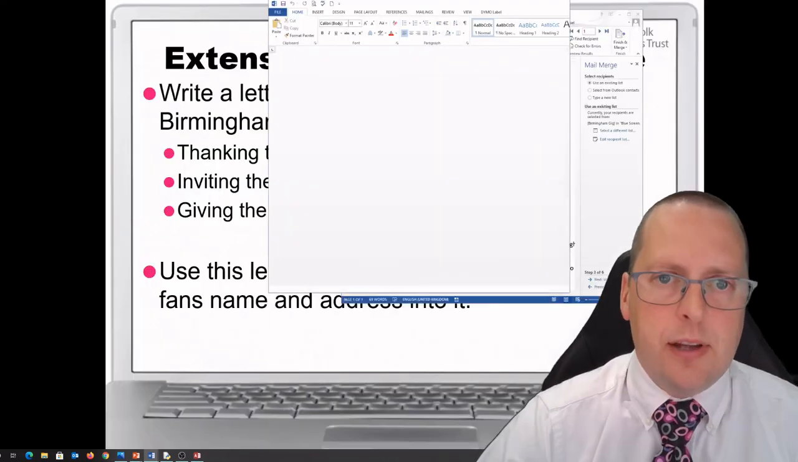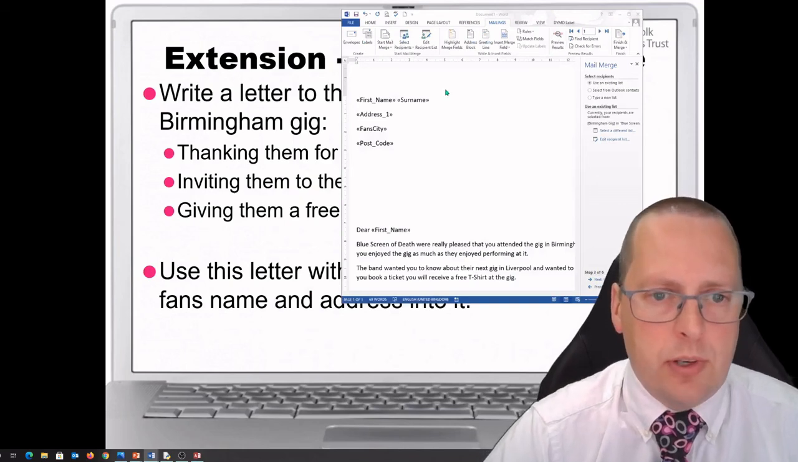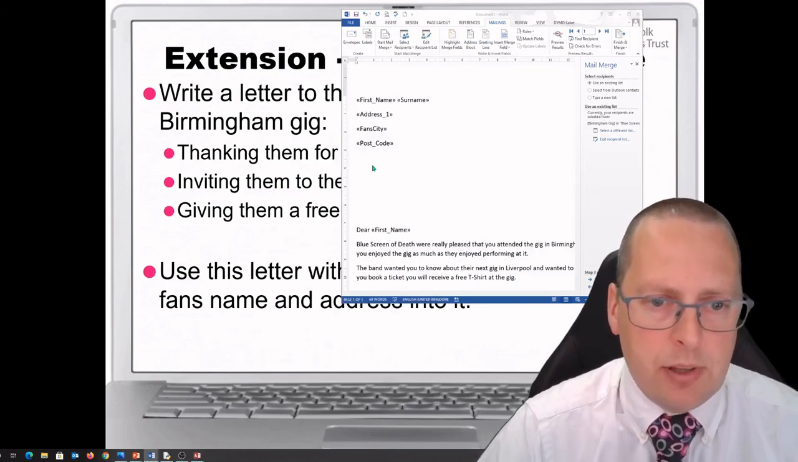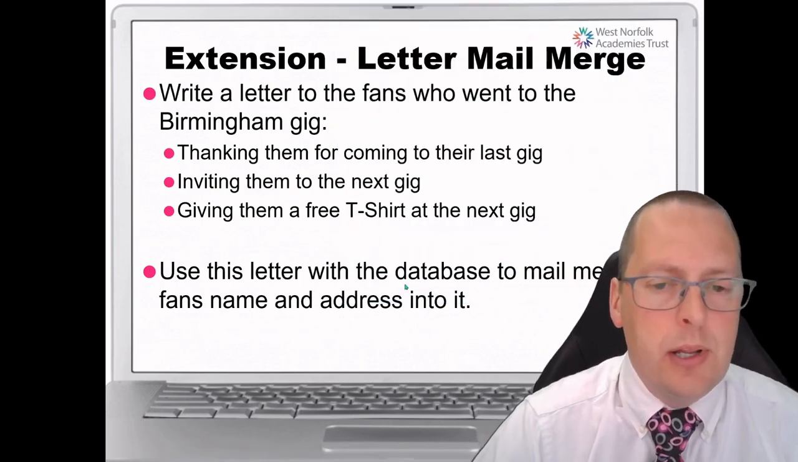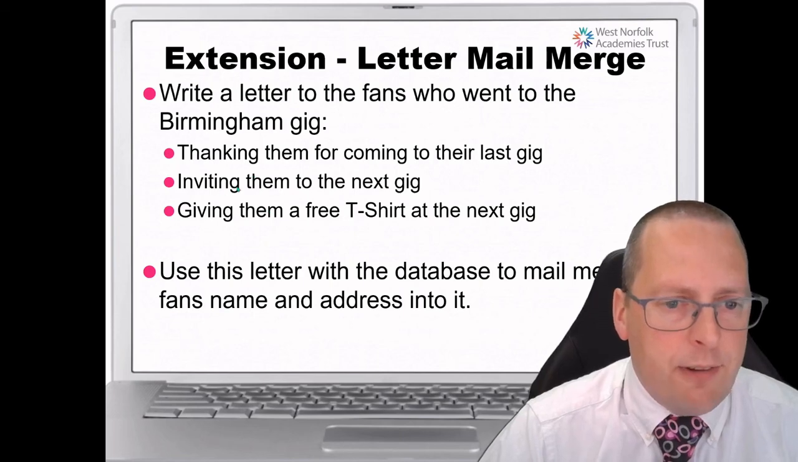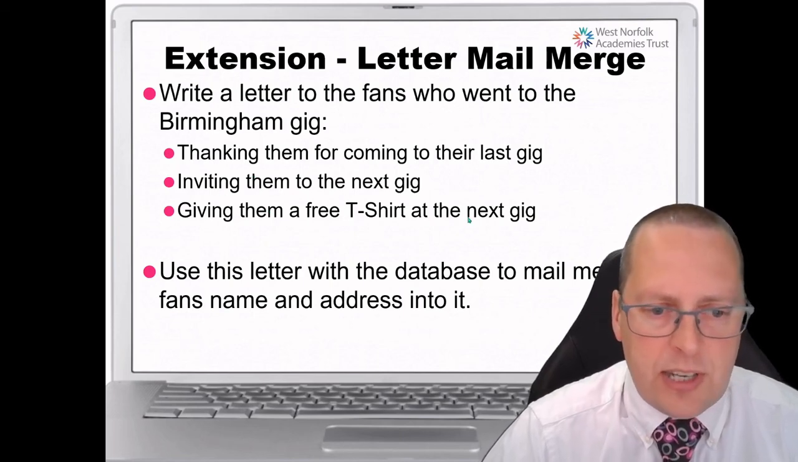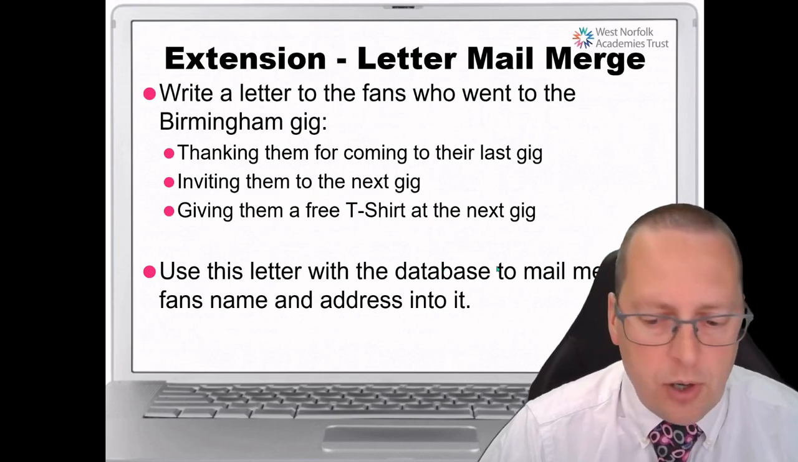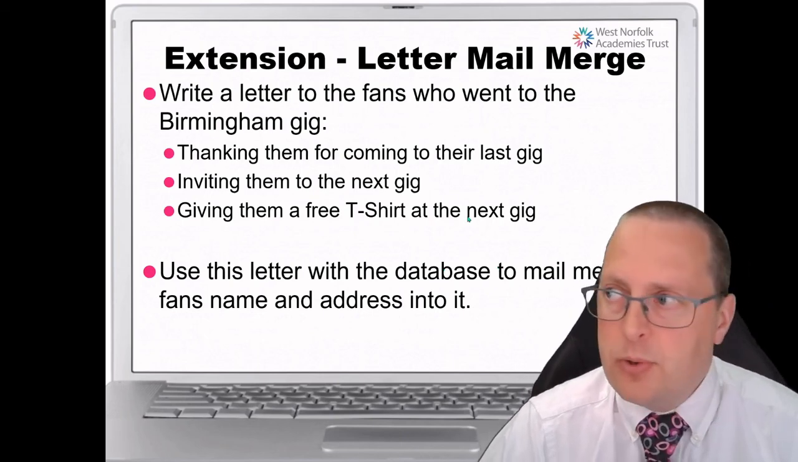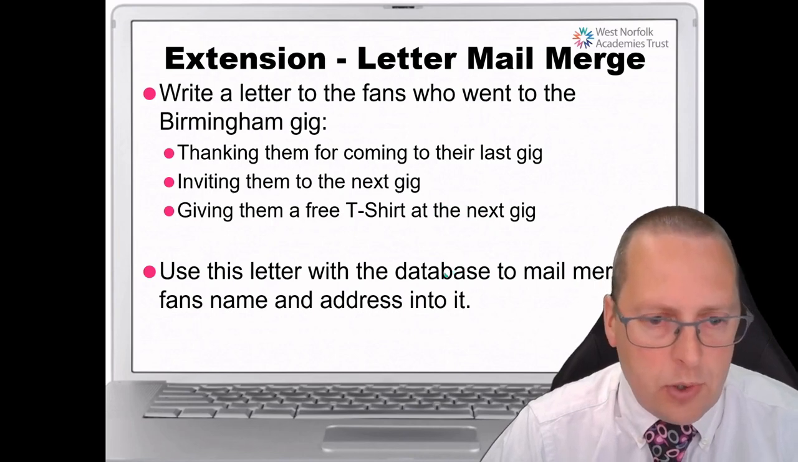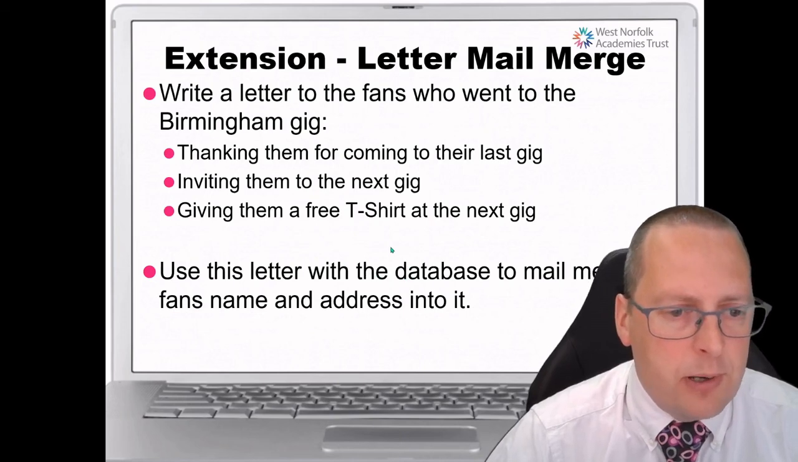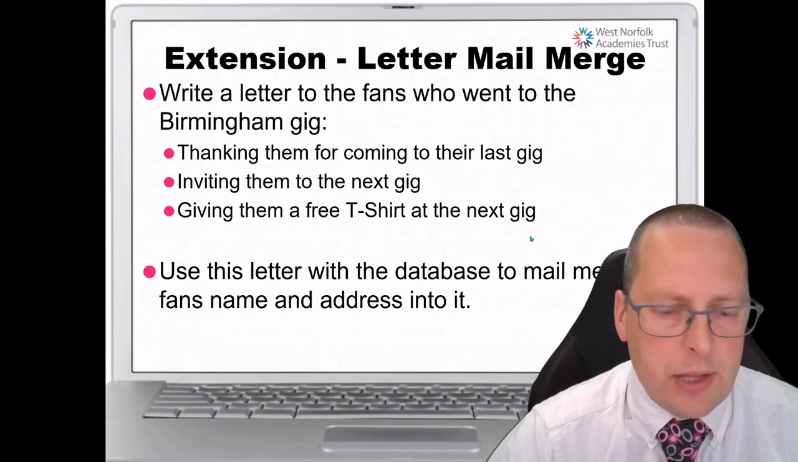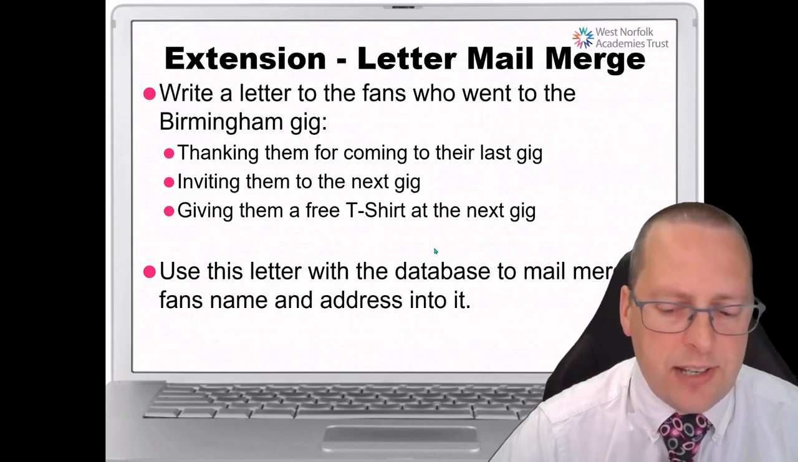So that is a mail merge letter, saving you the time of having to find all the addresses and all the names and write to each person individually. So you can create a mail merge for all the people that went to the Birmingham gig and invite them to the next gig and offer them a free t-shirt if they arrive. So there's quite a lot of work in there today. You need to make sure that you create the report, save the report, show evidence of your report in your e-portfolio, and then create your mail merge letter inviting people to the next gig, and again showing evidence of that in your e-portfolio.